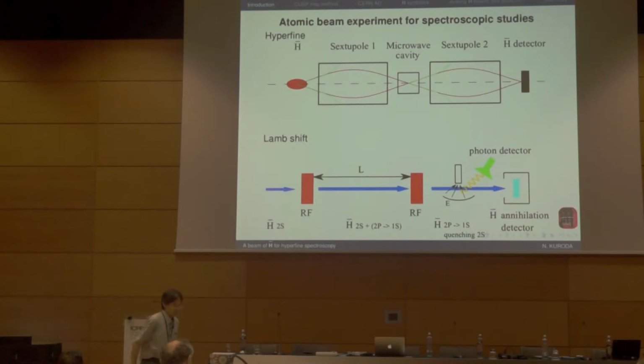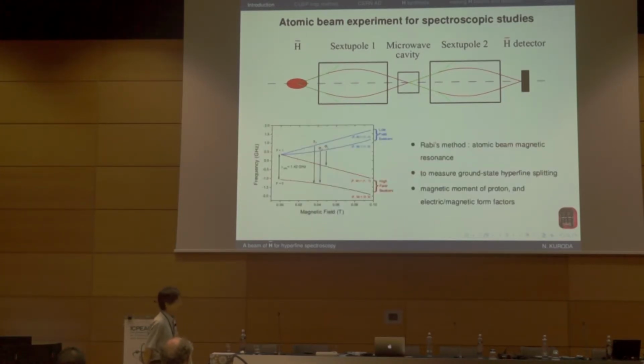The atomic beam experiment itself already has a long history. Even in the 1930s, Rabi started to try to measure the hyperfine splitting of hydrogen among fundamental atoms. They have an atomic source and the first six-pole magnet. This inhomogeneous magnetic field selected the spin state. Then they induced a spin flip by this cavity and analyzed it with the next six-pole. This is the Rabi magnetic resonance technique. Another beam spectroscopy is the Lamb shift measurement by using the Ramsey separated oscillatory method. These methods can be applied even for an antiatom beam.